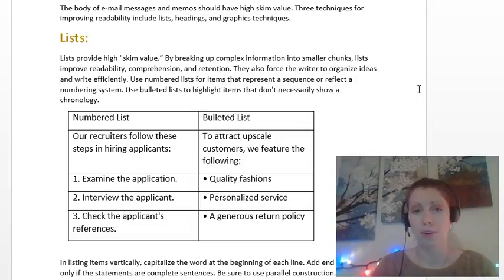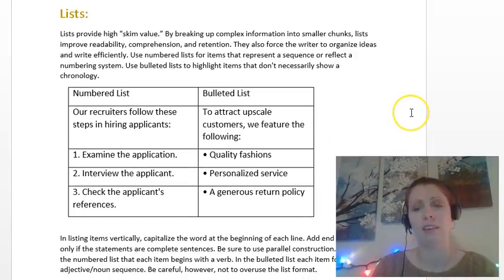So use numbered lists for items that represent a sequence or reflect a numbering system, and use bulleted lists to highlight items that don't necessarily show a chronological order to something. So here we have a couple examples. Numbered lists could have like, our recruiters follow these steps in hiring applicants. Almost like a recipe, there's an order to this, right? So they, 1, examine the application, 2, interview the applicant, and 3, check the applicant's references.